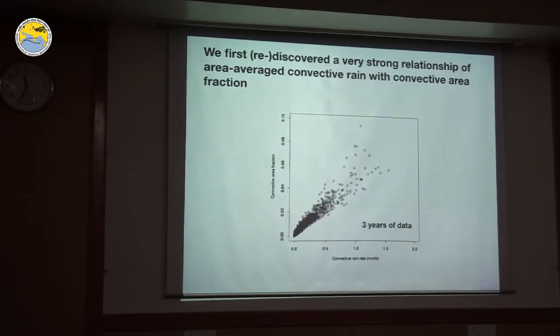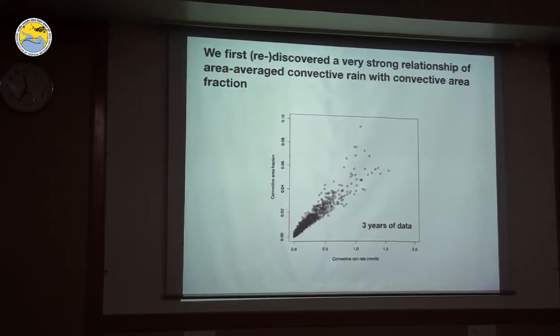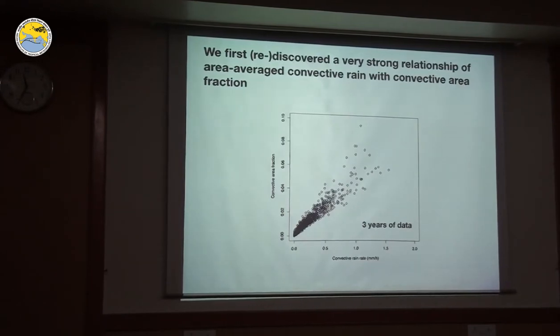Okay, so here's the first fascinating result, and very important for what comes this afternoon when I talk about parametrization and new ideas for parametrization. This graph shows on the horizontal axis simply the convective rain rate. We look at all the pixels that have been classified by this classification algorithm as convection. We just work out how much rain on average over the box comes from convective pixels. And that's the horizontal axis.